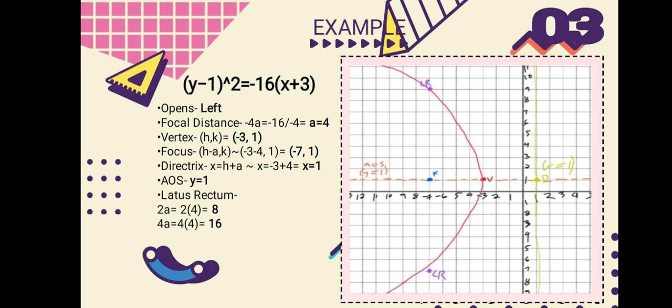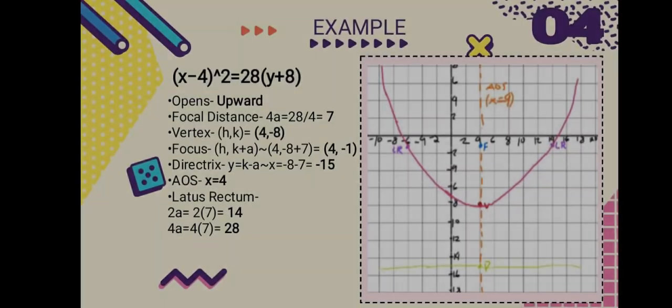Axis of symmetry. This is the line that divides the parabola into two symmetrical halves. The horizontal line with the equation y equals 1. Lastly, the latus rectum. It is a line segment that is perpendicular to the axis of symmetry and passes through the focus. Its length is 8 units, which is 2a, and the width is 16 units, 4a.